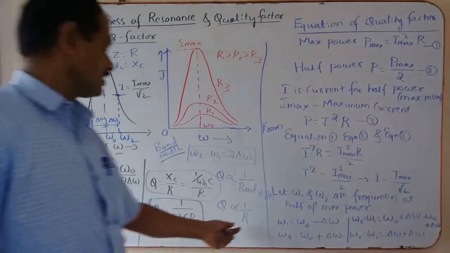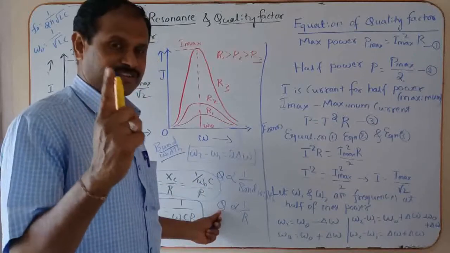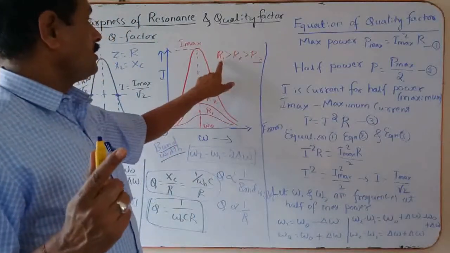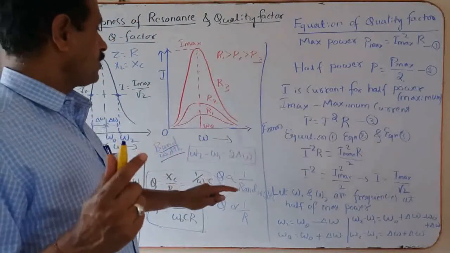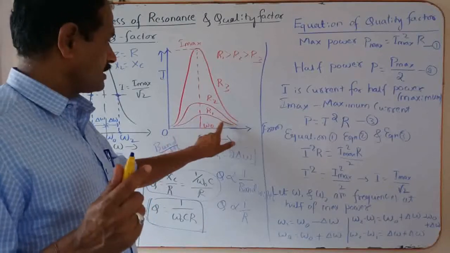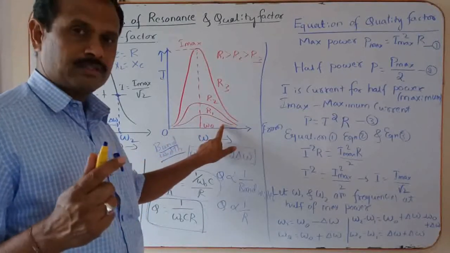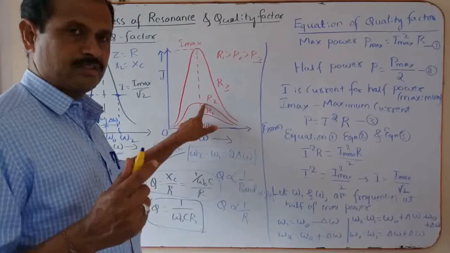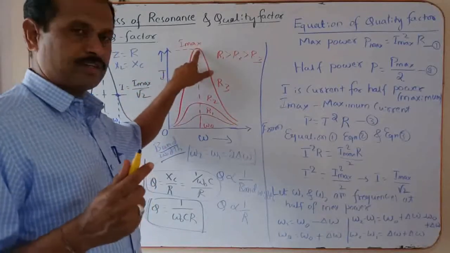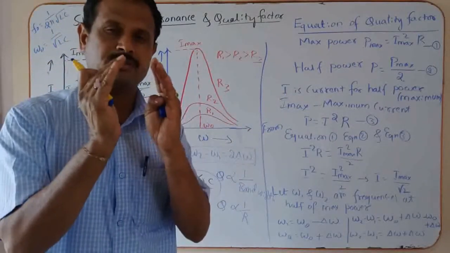More resistance means less quality factor. For what resistance is it more resistance? R1 is more resistance. Less quality factor. More quality factor.